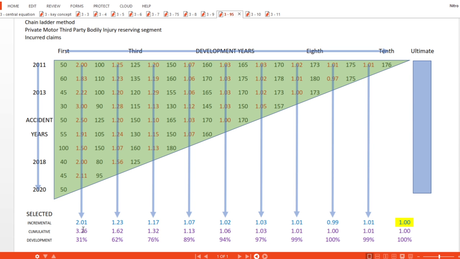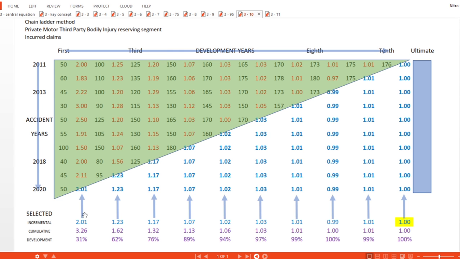Having selected these link ratios, we can then apply them back upwards to fill in the bottom right of our exhibit to form a square or a rectangle. So here we can see that a link ratio of 2.01 will be used to move the 2020 accident year from the first to the second development year. Similarly, a link ratio of 1.23 will be used to move both the 2020 and 2019 accident years from the second to the third development year.